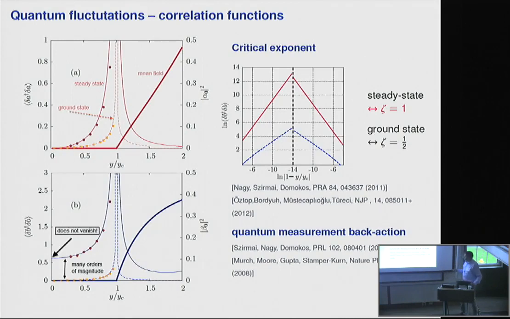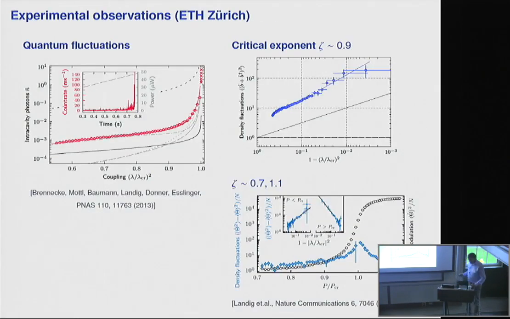And if we compare these two divergences, plotting on a log-log scale, one can see that the ground state has an exponent of 1/2 and the steady state has an exponent of 1. So this is the one I anticipated at the beginning. This is what the theory says, a simple theory like this one. And these are some experimental curves.